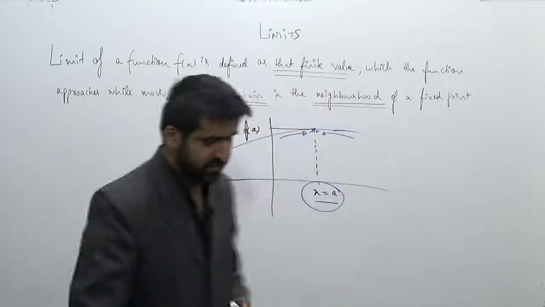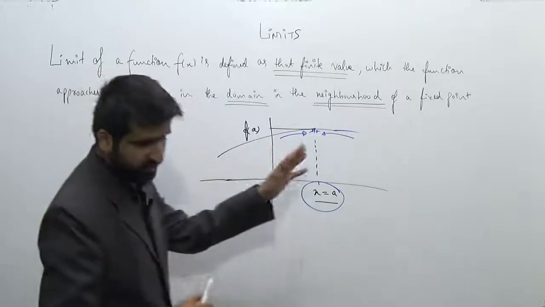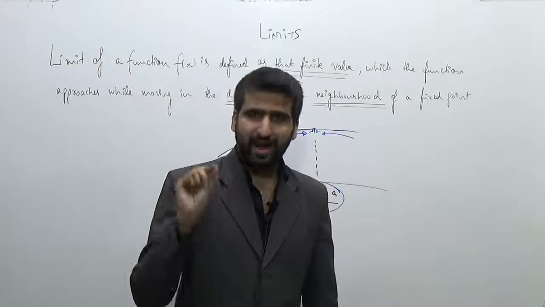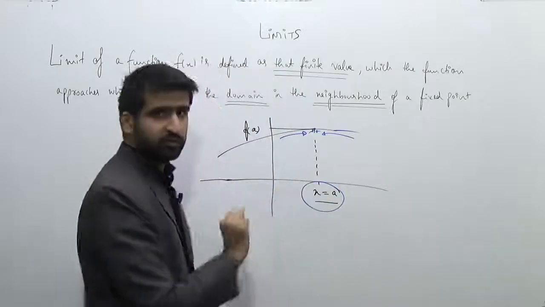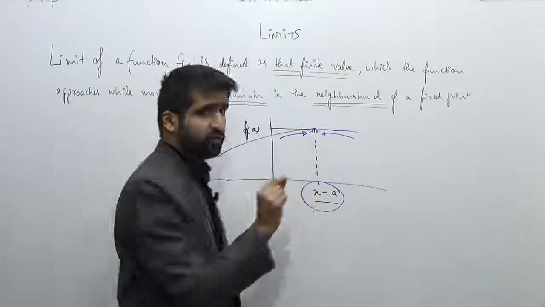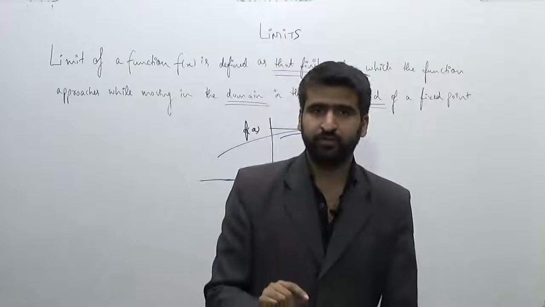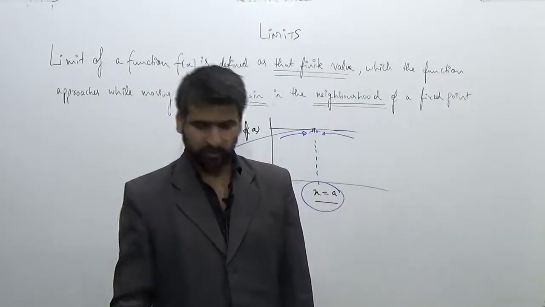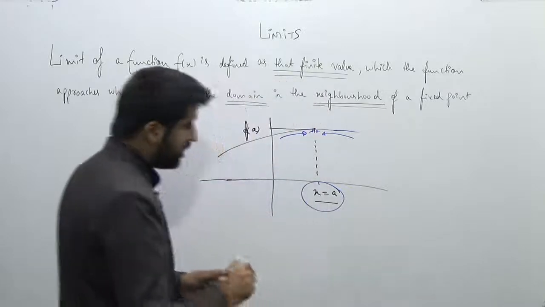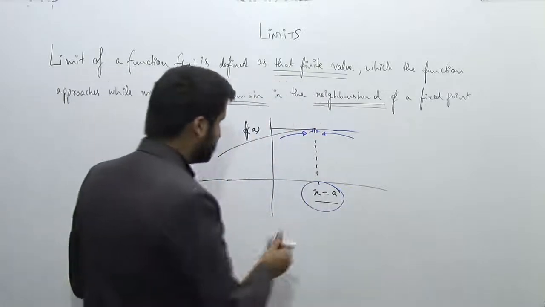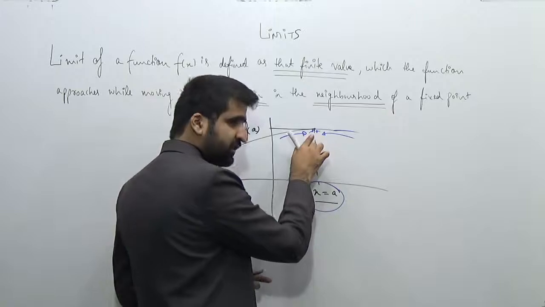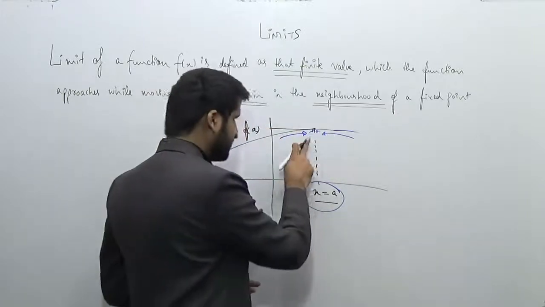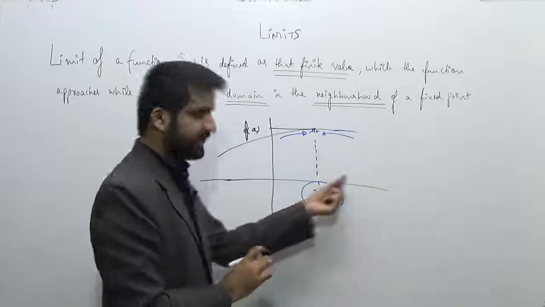So we can say that if I start moving towards x = a on the x-axis and I'm very close to x = a, I am not at x = a, I am very, very close to x = a. The finite value which I am getting at that point will be equal to the limit of the function at x = a. Understood? So in this case, we can say that the limit of this function at x = a is equal to the value of the function at x = a.